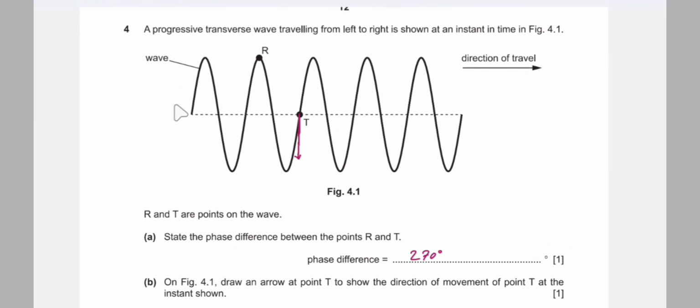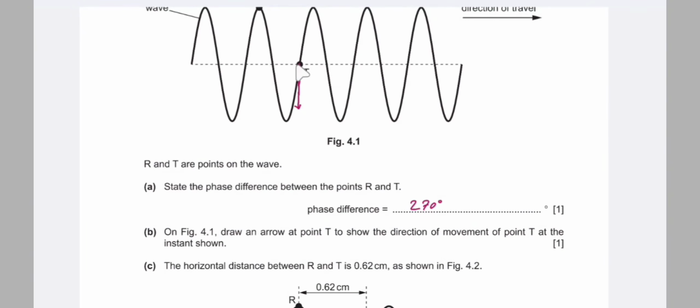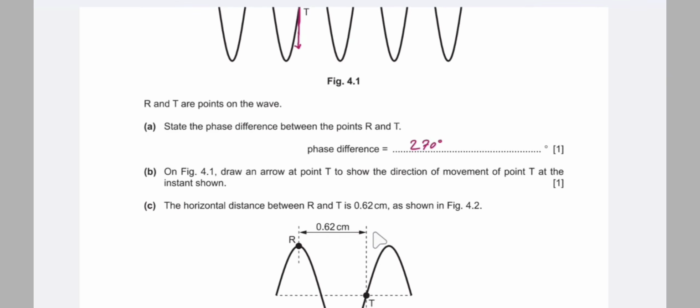And let's suppose any random point, suppose this point. What is the movement of this point? Since the wave before this point is moving upward, this point also moves upward. Similarly, for T, before T, the wave is moving downward. Since the wave is moving downward, T is also moving downward. So the direction is vertically downwards.